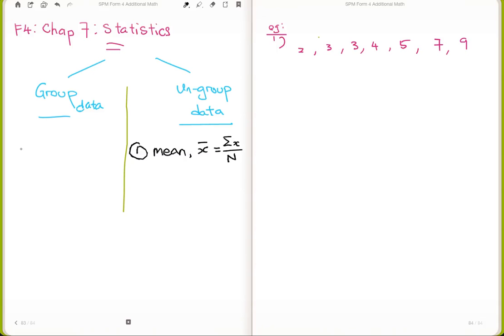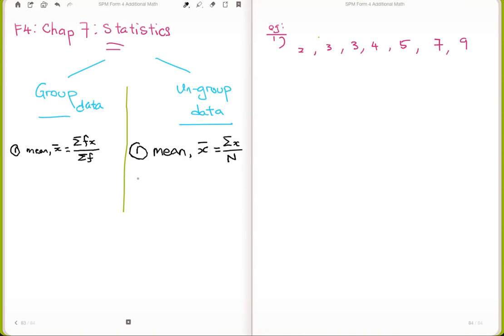Likewise, for group data, I'm going to show an example in the second part. The mean will be very similar, just that for group data, they are going to have a frequency count equals to the sum of fx, f times x product, and you sum them over the total number, f of frequency, a cumulative frequency. I will talk more on this later.